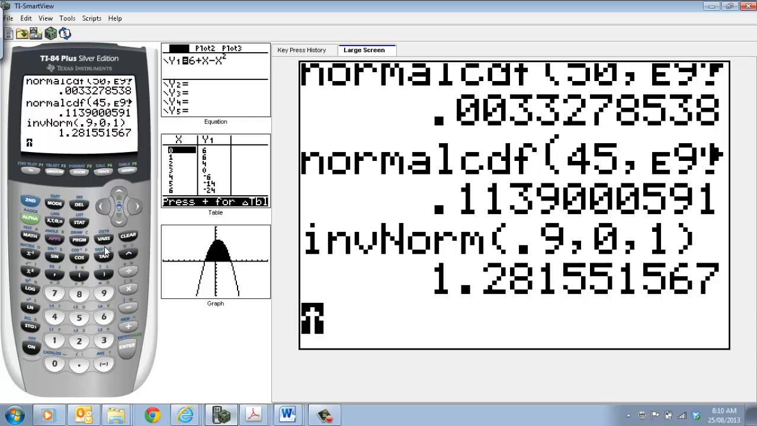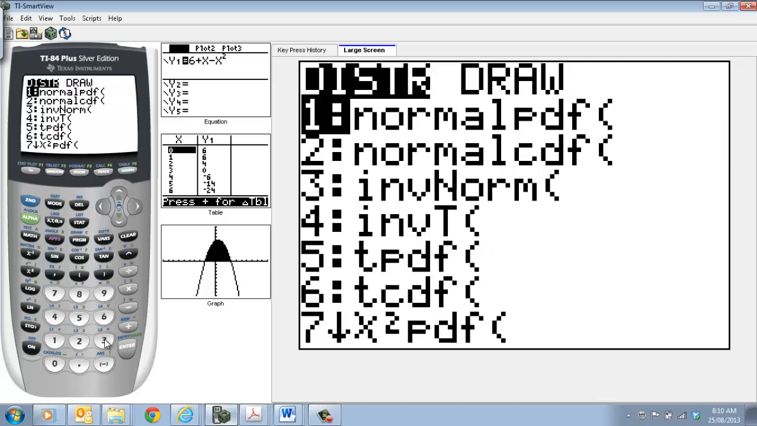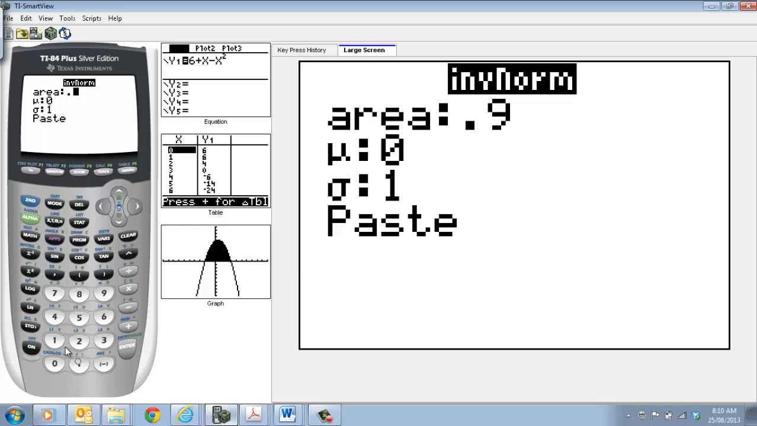If I do the same thing for the other example, come down to number 3 again. Now my area is 0.15. Enter.